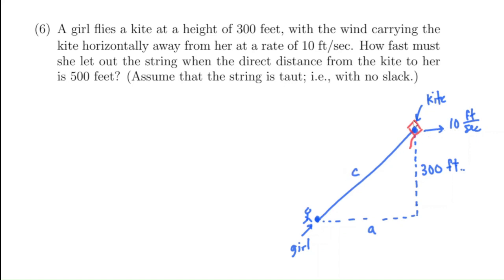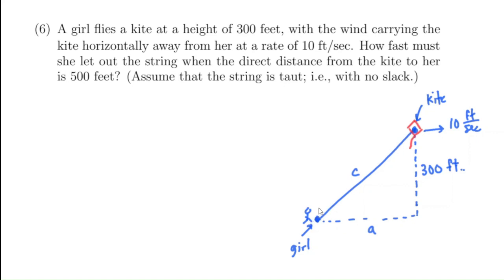Now, eventually, we're going to plug in 500 for C, right? Because the question is, how fast must she let out the string when the direct distance from the kite to her is 500 feet? So she's going to have to let out the string because the kite's moving away from her. But the question is, how fast? In other words, how fast is C increasing?